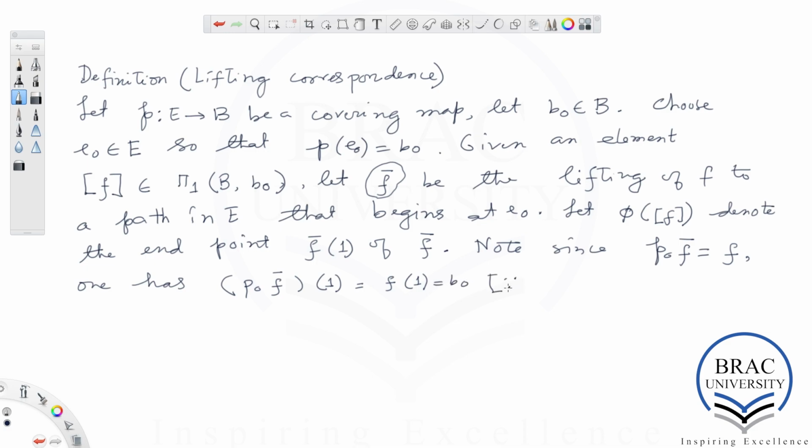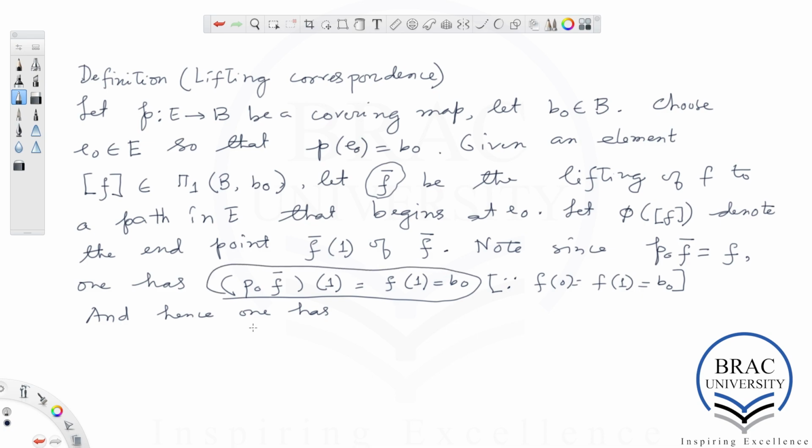So I'm putting a small note here. F of 0 is equal to F of 1 is equal to B0, since F is a loop based at B0 in B. And hence, one follows from here. F bar of 1 belongs to the set inverse image of B0 under P.